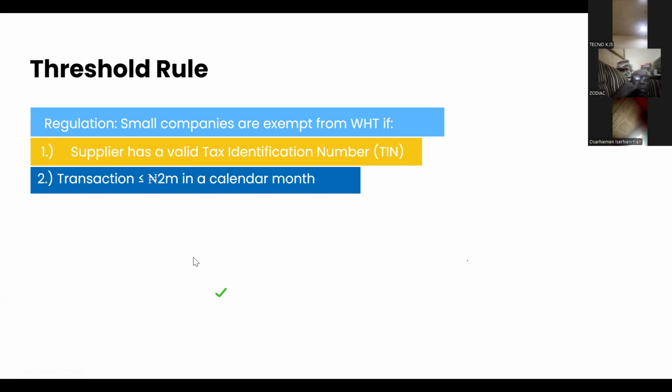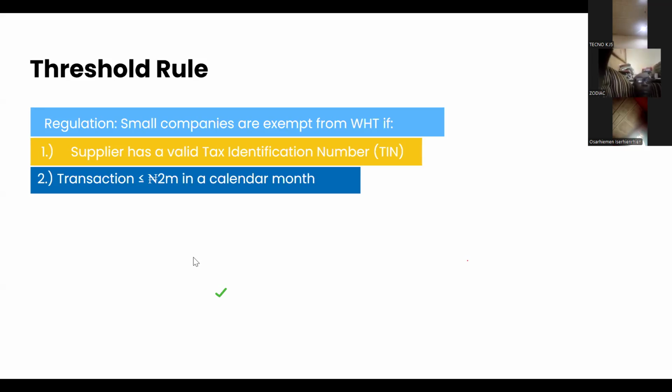So we can write to Legalified Service informing them that, sir, you are not supposed to withhold our tax based on the new withholding tax regulation because this transaction is just 2 million. It's not more than 2 million. So if the transaction is 2 million or less, there is no withholding tax deduction in that calendar month. But in another calendar month, if it's more than 2 million, you have to withhold. So this is the threshold rule for withholding tax.